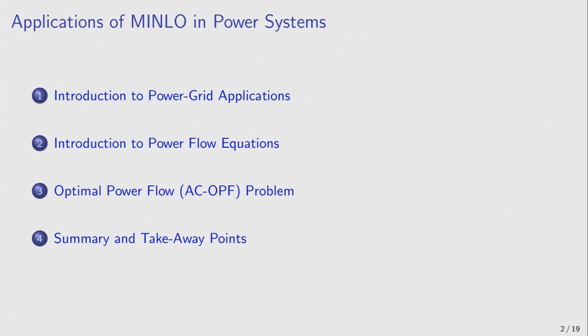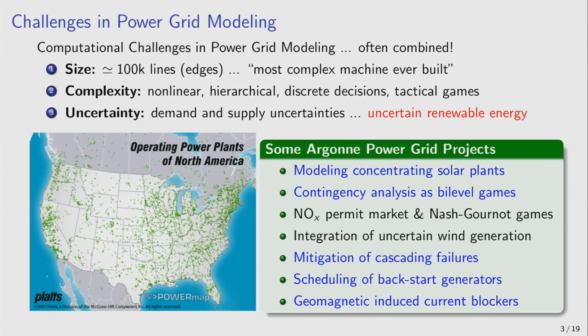So I'll give you an introduction into power grid applications and try to derive the power flow equations and then formulate one problem, that's the optimal power flow problem, that's a very famous problem, and show some other problems that are related to it. So the power grid in the United States is really, really large.